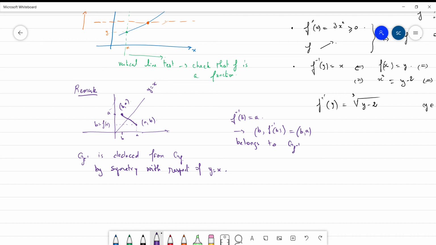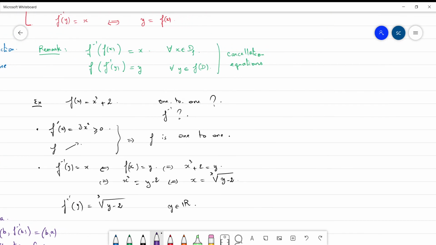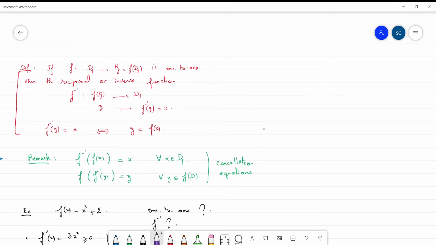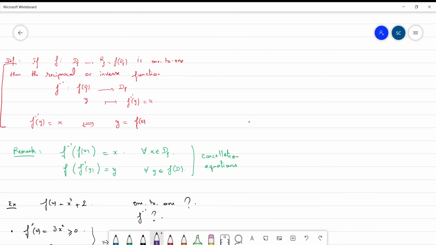A last important point I want to address here is: what if my function f is differentiable? What can I say about f minus 1? So here is the following important theorem.